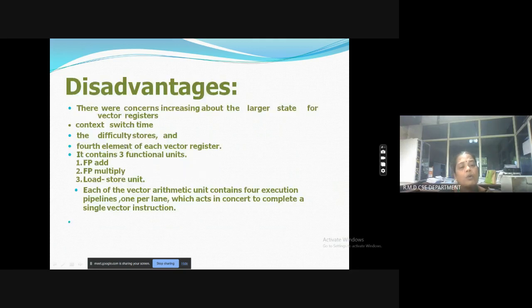So this is all about vector computation. It is introduced to increase performance, but there are some difficulties. To some extent, we can apply it based on the requirement.